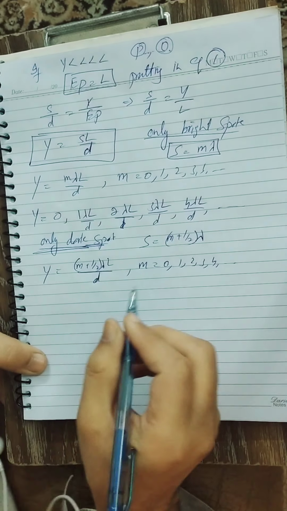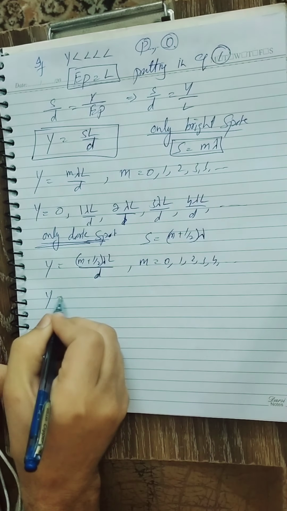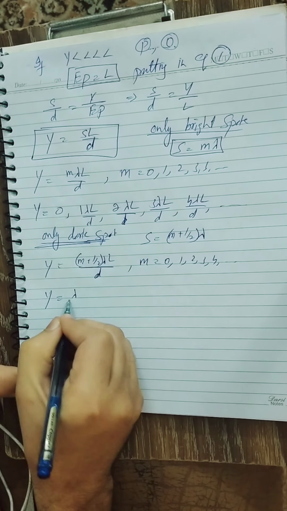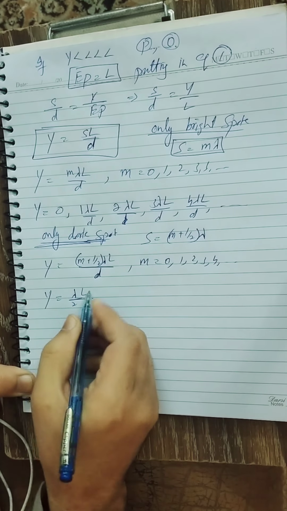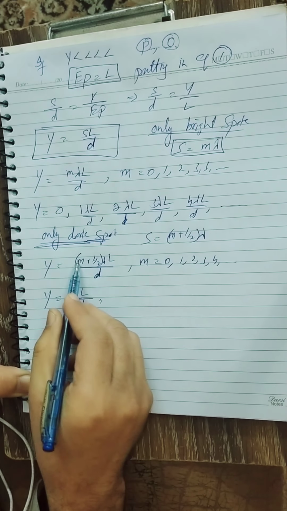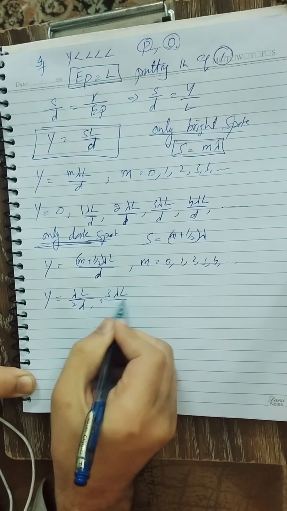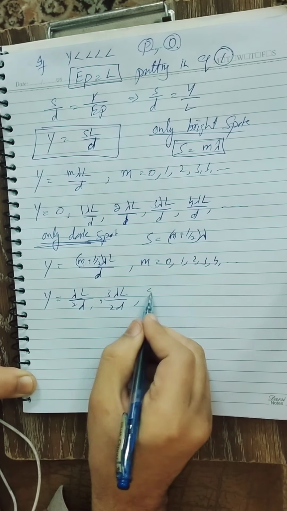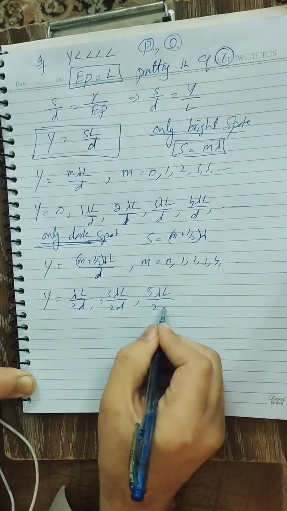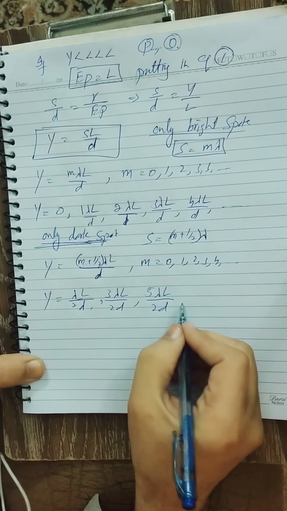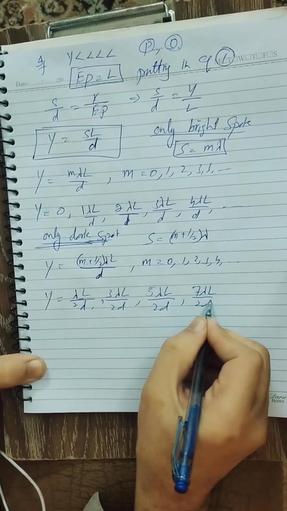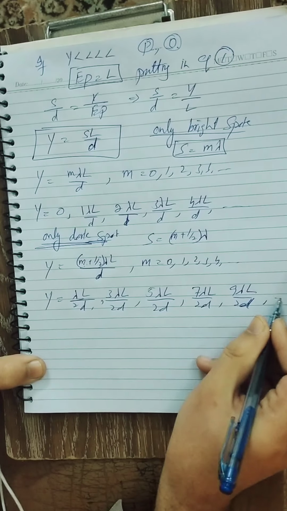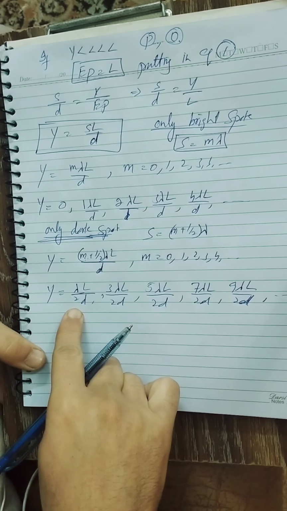So putting m is 0, it will be 0 plus 1 over 2, so it will be 1 over 2 lambda L by d, that is lambda L by 2d. Putting the value of m is 1 here, it will be 3 lambda L by 2d. Putting m is equal to 2, so 2 plus 1 over 2, it will be 5 by 2 lambda L by d. Then 7 lambda L by 2d, 9 lambda L by 2d. So these are the positions of the dark spots on the screen.